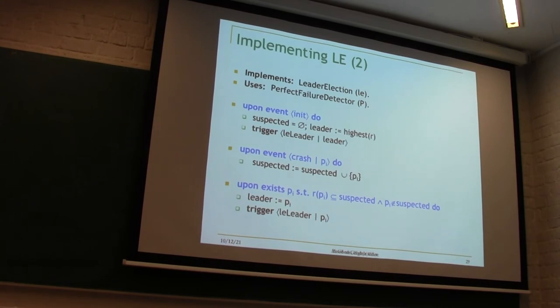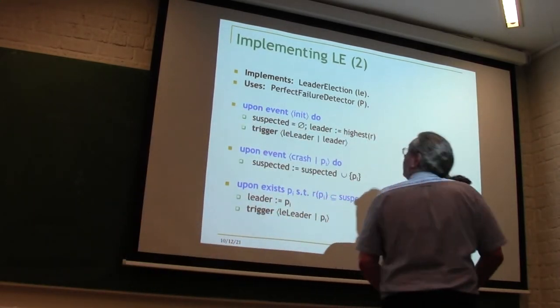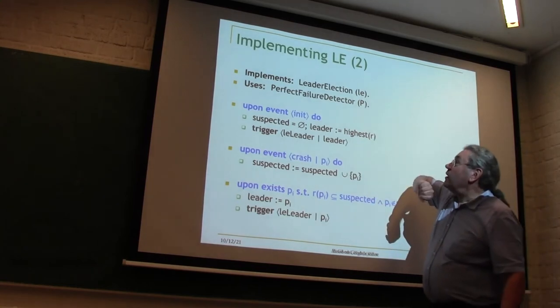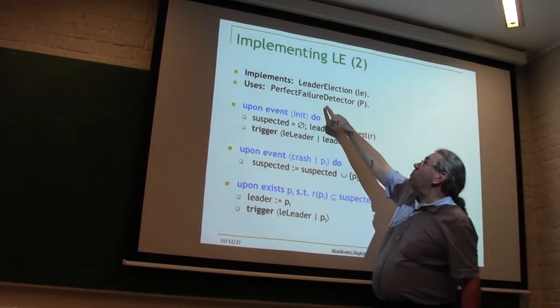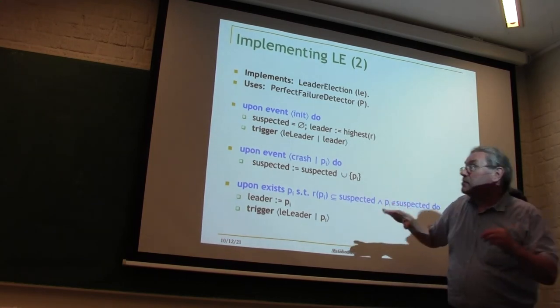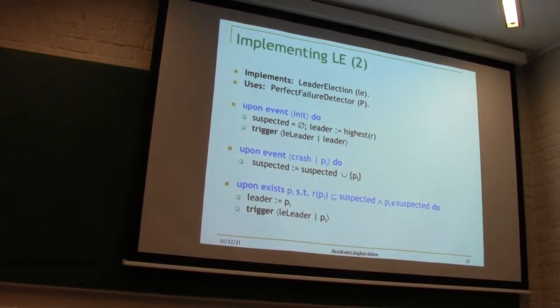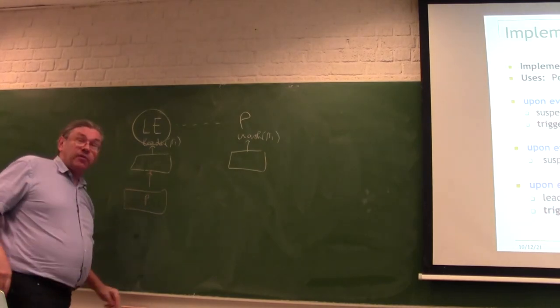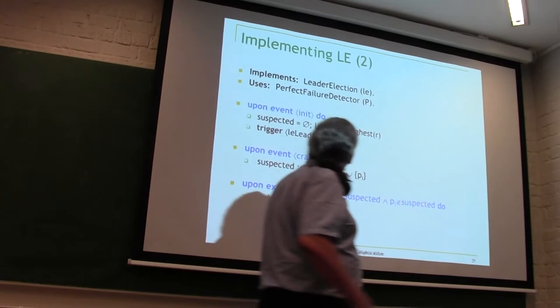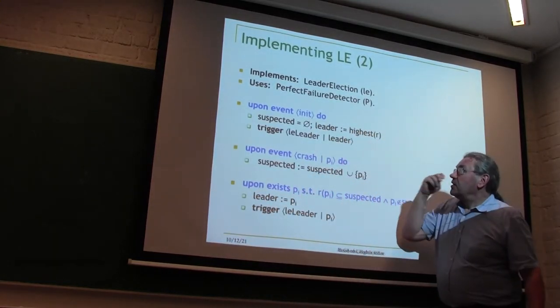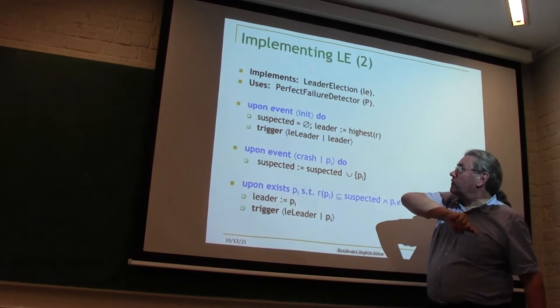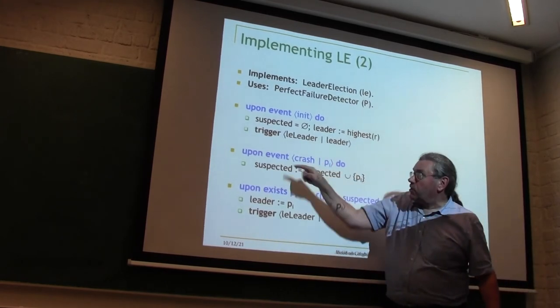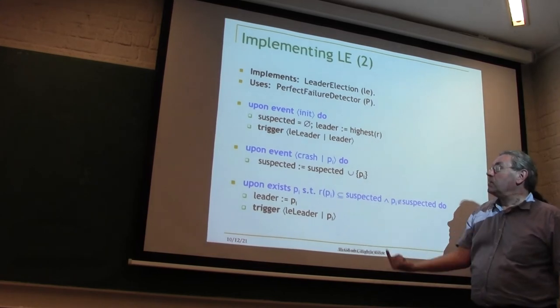That's the whole algorithm. That's it. It's just a few lines. So you see, it's not very complicated, okay? So here's my leader election. It uses a perfect failure detector. Clearly, it's based on a perfect failure detector. So my leader election algorithm will be built on top of a perfect failure detector, clearly, yeah? So here's how it works. When it starts up, there's an init event. There are also crash events coming from the perfect failure detector underneath.